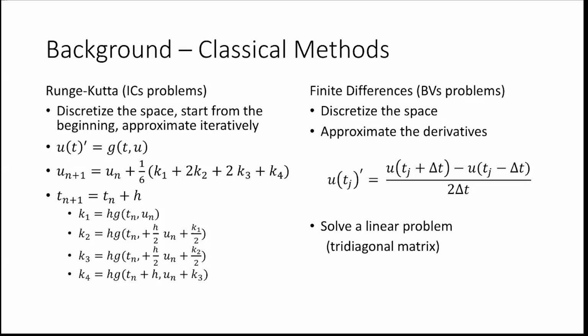While for boundary value problems, for example, we have finite differences, where we still discretize the space and we approximate the derivatives. In this example, it is just one dimension, a first order approximation, and then the only thing that we have to do is to solve a linear problem. As you can see, there are different ways to solve both of these problems.